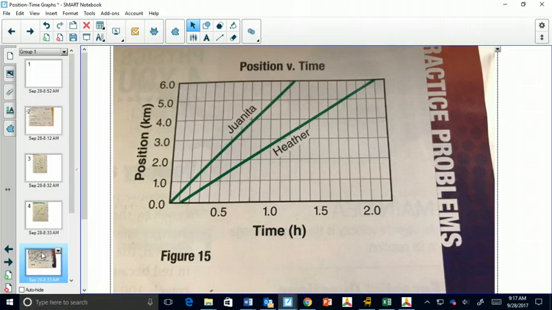1/10 of an hour, so she started 6 minutes after Juanita did. Okay, so instead of giving a distance head start, here they showed it as she gave her a time head start before she went. Does that make sense?